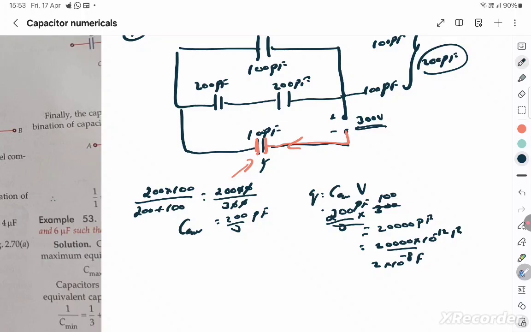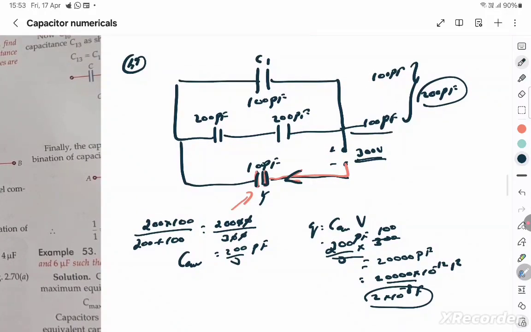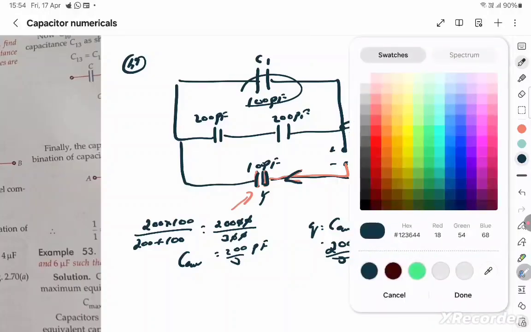That's the charge flowing through the main capacitor, the total charge, Q total. And let's see how it's going to split up. It's going to split up equally, because here again is 100 and here again is 100. And they are in parallel, so the voltages are also equal. So you can just say it is going to split up equally.